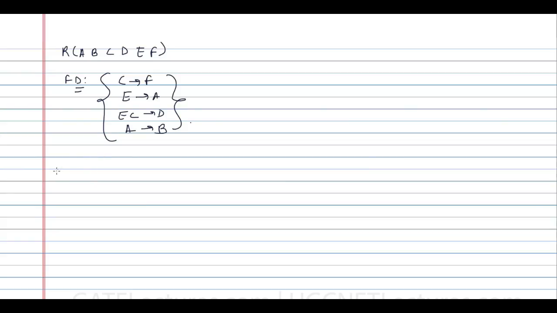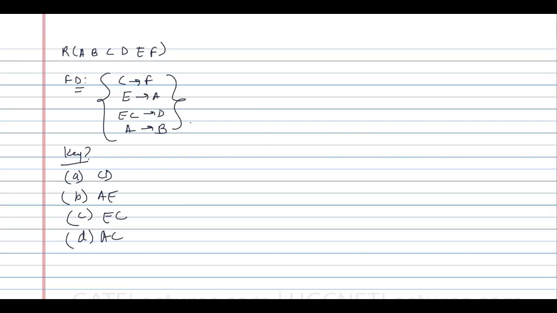Assuming that we have the following relation. The relation is R(A, B, C, D, E, F), and the functional dependencies which are given are: C can determine F, E can determine A, EC can determine D, and A can determine B. This is the set of functional dependencies which are given. Now they are asking which of the following is representing a key. Option A is CD, option B is AE, option C is EC, and option D is AC. Which of the following is representing a key?